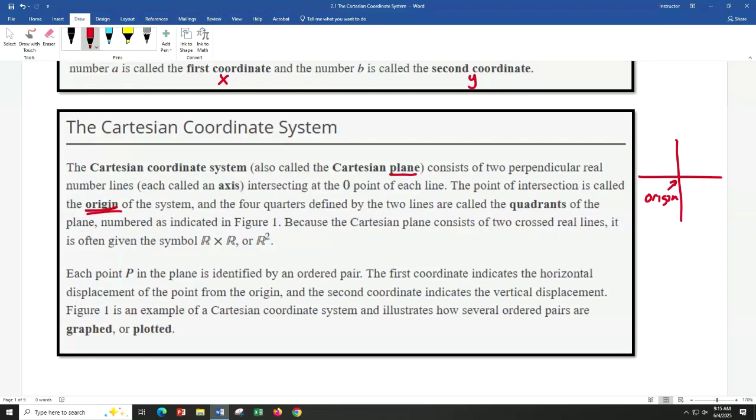Because the Cartesian plane consists of two crossed real lines, it is often given a symbol of R times R, or R squared. Notice how it's just not a regular R. That is the real number, because you're dealing with what? A real numbered line x-axis and a real numbered line y-axis. That's how come we call this the real number squared, okay?